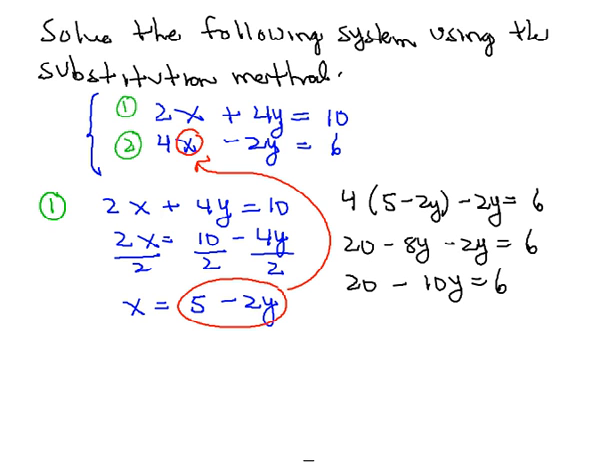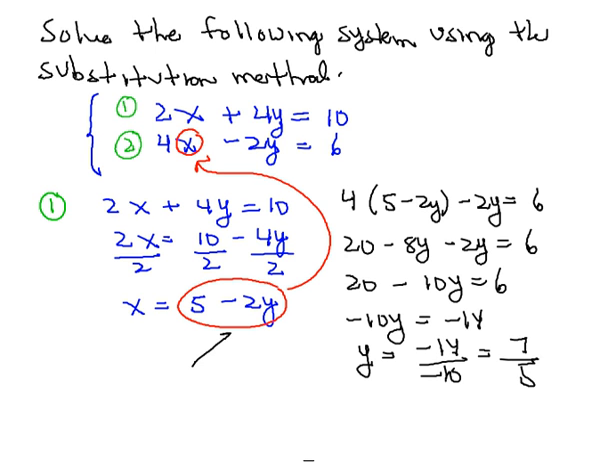And we'll subtract 20 from each member, so we have negative 10y is equal to negative 14, or y is equal to negative 14 over negative 10. If we reduce that, that will reduce to 7/5. So now we have the y value, and what we'll do next is take the value 7/5 and substitute it into this equation to find the value for x. So we'll do that next.